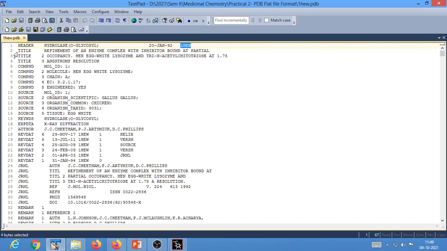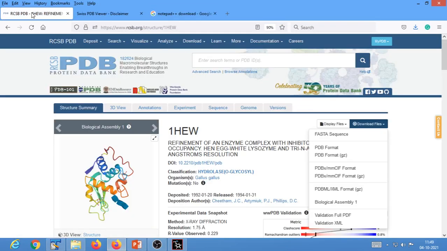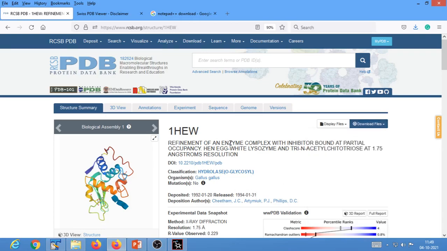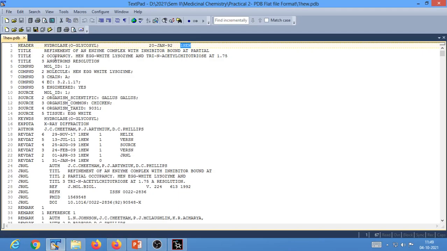Okay, the lines that begin with TITLE will give you an idea of the title by which this particular model was deposited in the PDB. Do you remember we downloaded this model from the PDB, and it had a title like refinement of an enzyme complex with inhibitor bound at partial occupancy, and so on. The same title is present over here: refinement of an enzyme complex with inhibitor bound at partial occupancy. So the title lines give you information about the title of this PDB file.